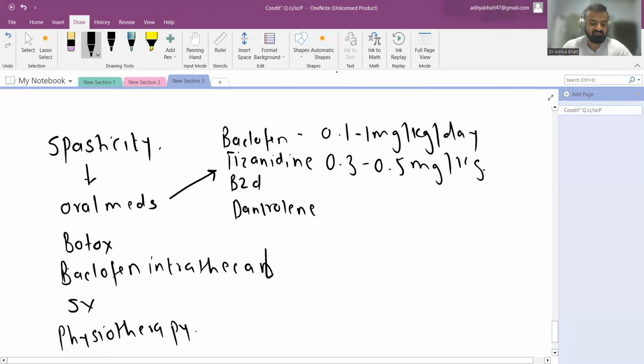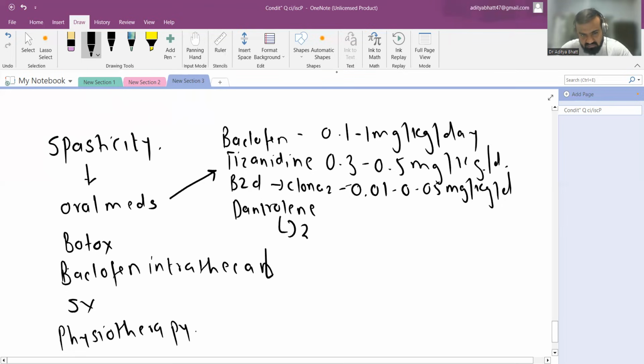For benzodiazepine, we usually give clonazepam, clonas. So the dose of clonas is 0.01 to 0.05 mg per kg per day. And the dose of dantrolene sodium is 3 to 12 mg per kg per day. Okay. So these are the doses that we give. And you have to understand what drug to use.